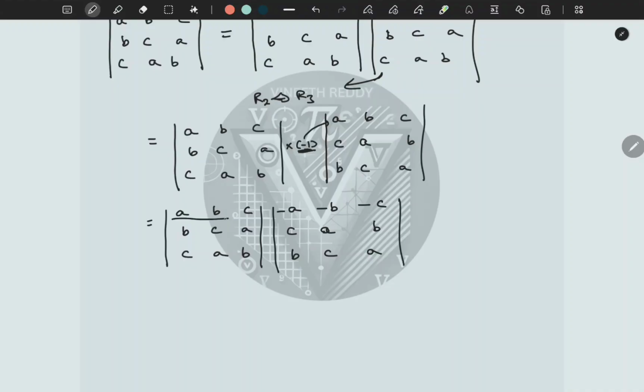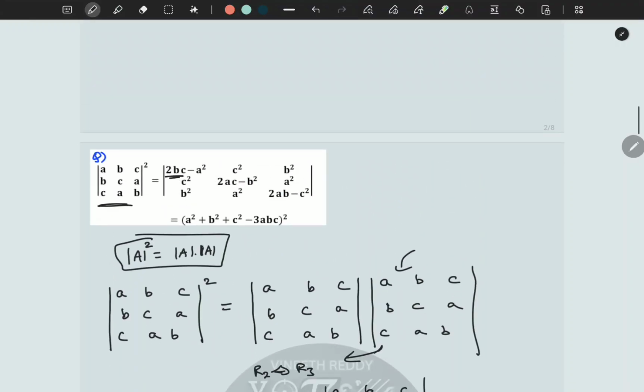See, now if you try to multiply the first row with the first column, what will I get? I'll get minus A square plus BC plus BC. That means 2BC minus A square. And exactly that is what we want here. So now we can write minus A square plus BC plus BC. Now again multiply the first row with the second column, we get minus AB plus AB plus C square. Multiply the first row with the third column here. So we get minus AC plus B square plus AC. I hope you understood this.